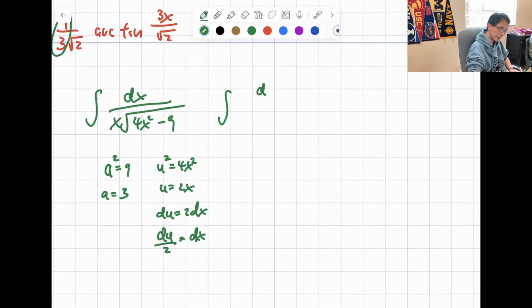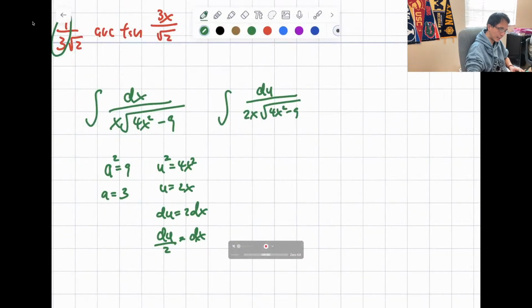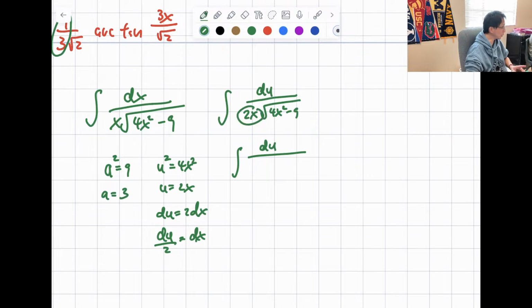So this is going to be du, but I'm going to do it halfway because I need to make sure of something. I only changed the dx to du over 2 here. I only did that. I didn't do anything extra. Now I am going to substitute in terms of u. Do you see this 2x is actually u?